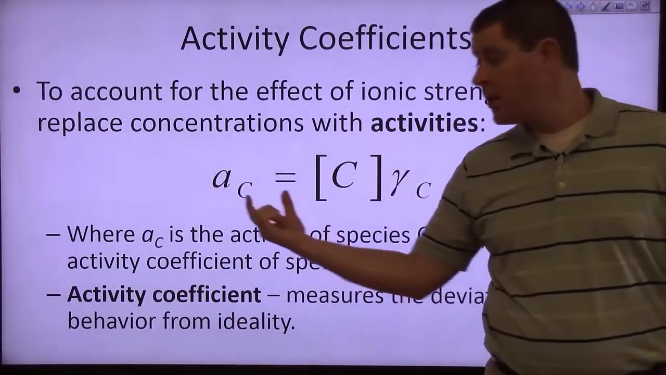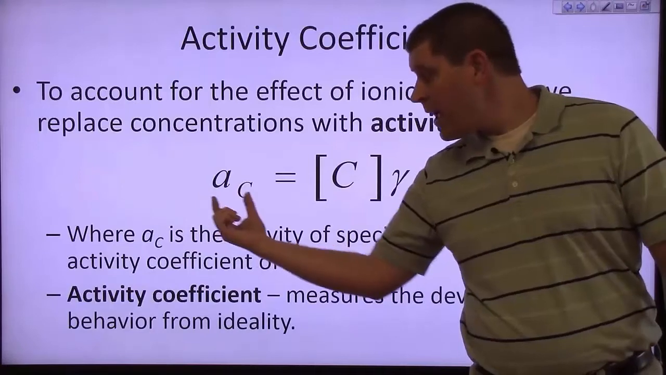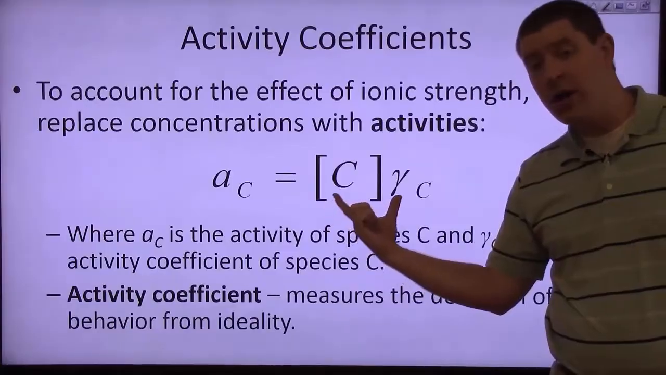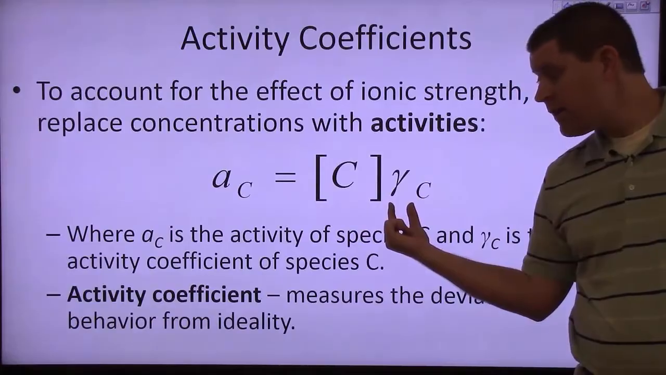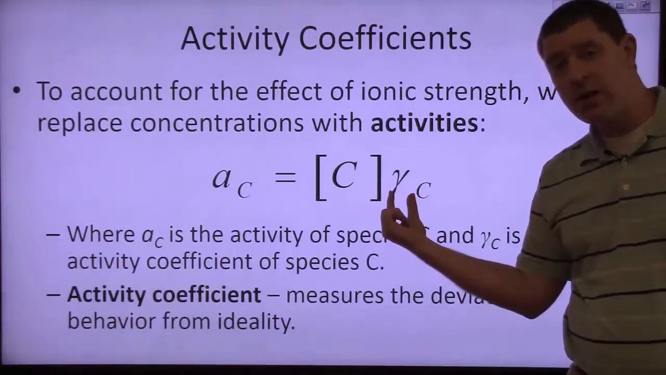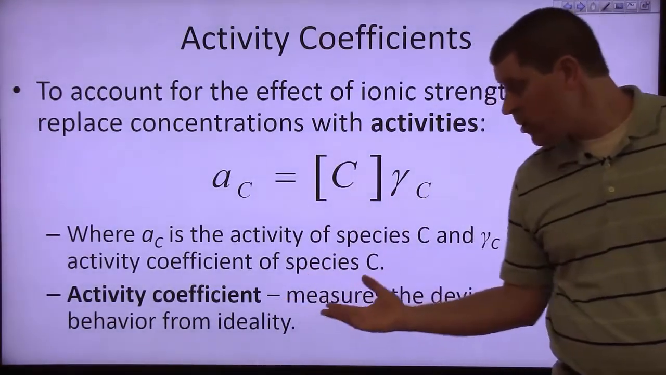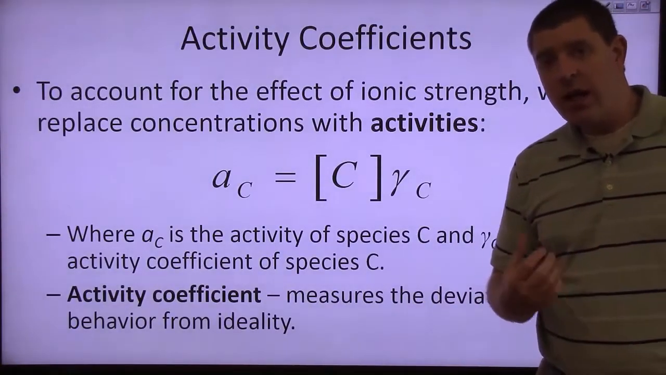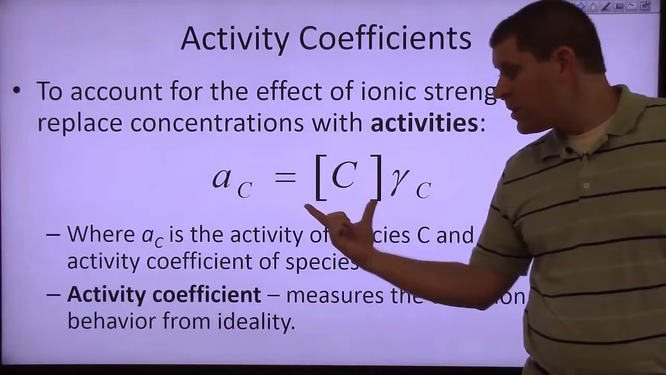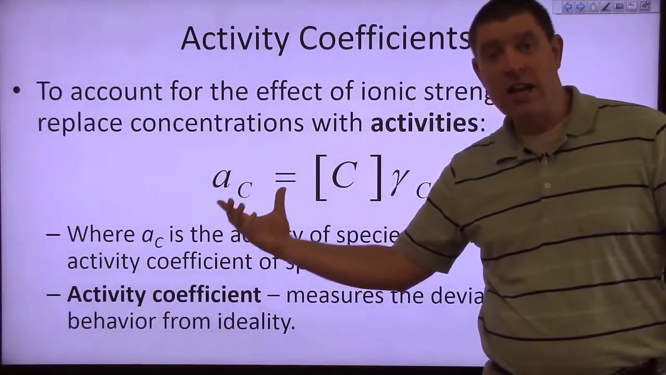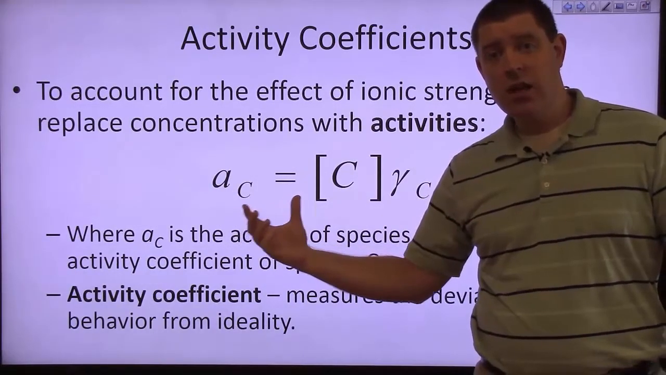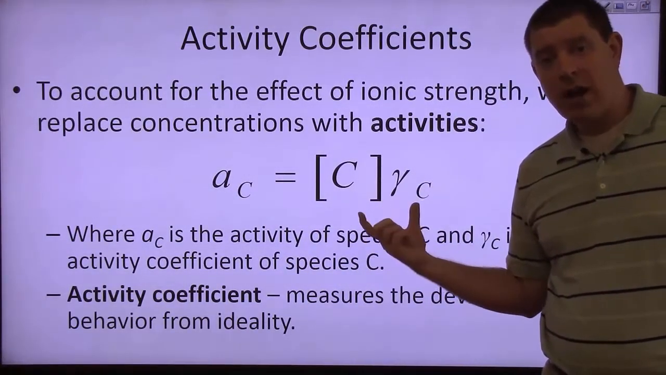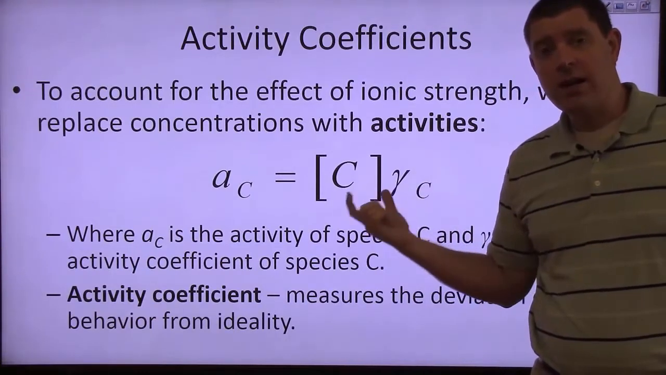Now we symbolize activity with a lowercase a, so a sub C is the activity of some species C, and that is equal to the concentration of species C times the activity coefficient of C, which we symbolize with a gamma. So the activity coefficient measures the deviation of behavior from ideality. In other words, it's a correction factor for what the apparent concentration is. That's effectively the activity. The activity of C is essentially the effective concentration of C. So the activity coefficient is then a correction factor for how effective that concentration of C is.